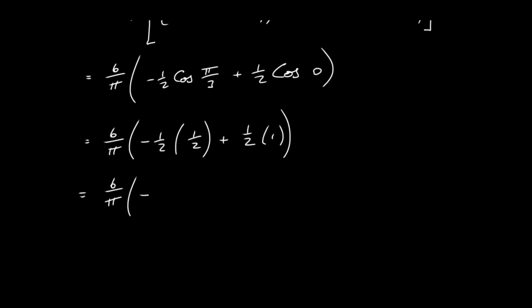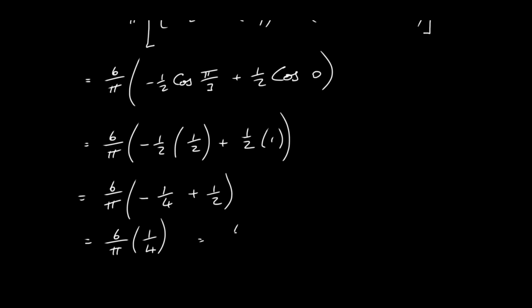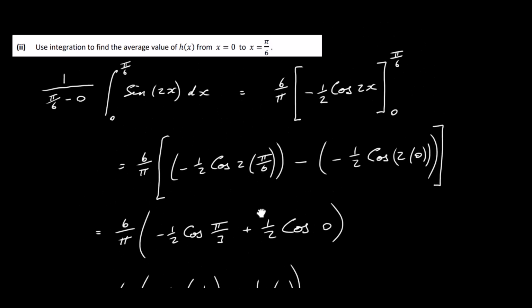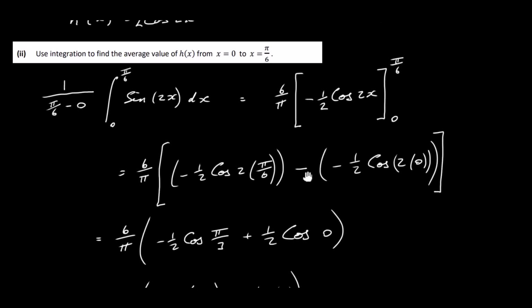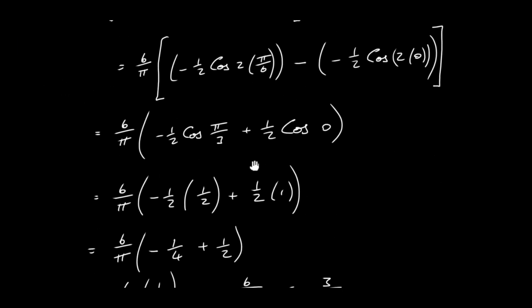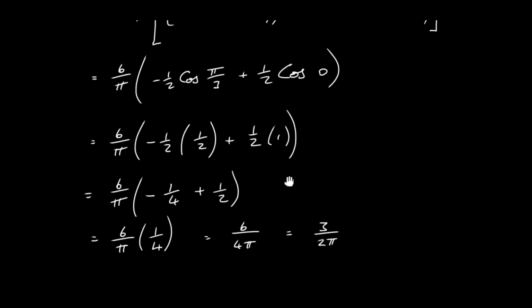So we have minus half times a half is a quarter, plus a half. That gives us 6 over pi times a quarter. That's 6 over 4 pi, or just 3 over 2 pi. So we were asked to use integration to find the average value of h of x from x equal to 0 to x equal to pi over 6. So our average value is 3 over 2 pi.